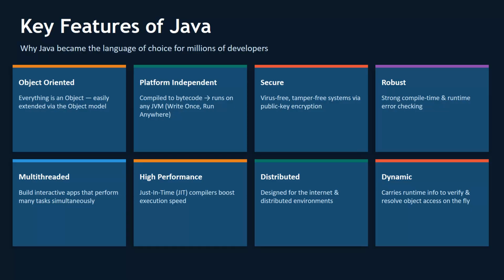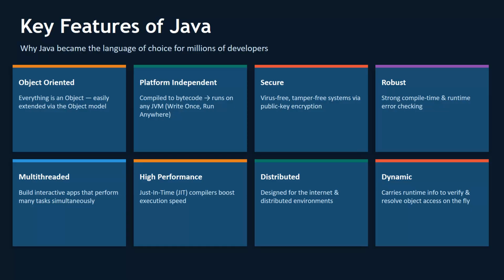And we also have robustness, which means that there is strong compile time and runtime error checking, where it can easily identify for you where the errors are, point out what the error is, so that you can work on it and correct it.